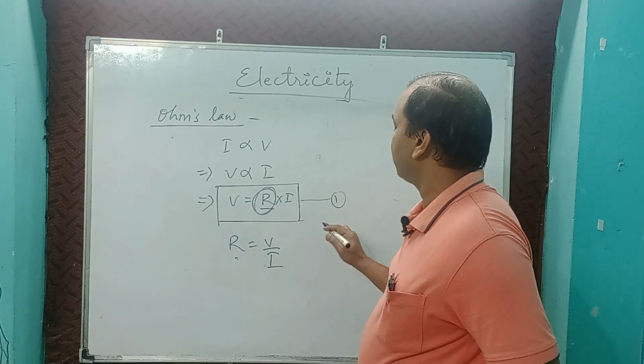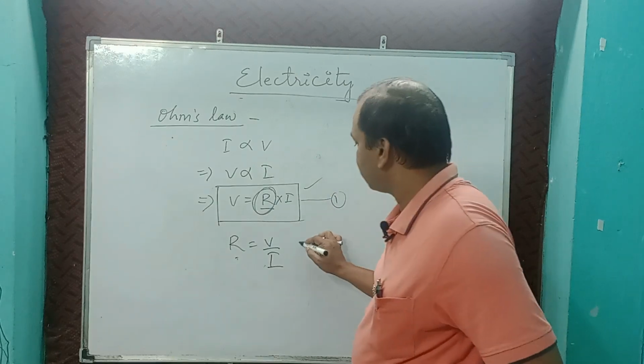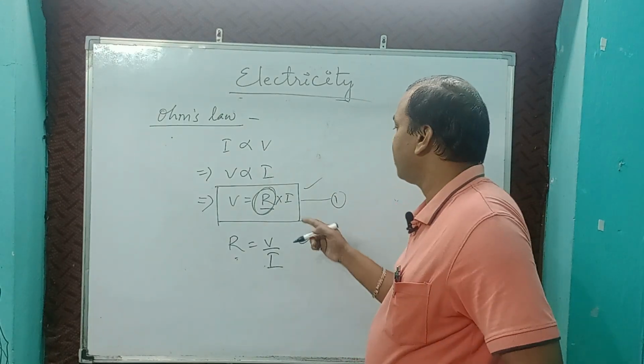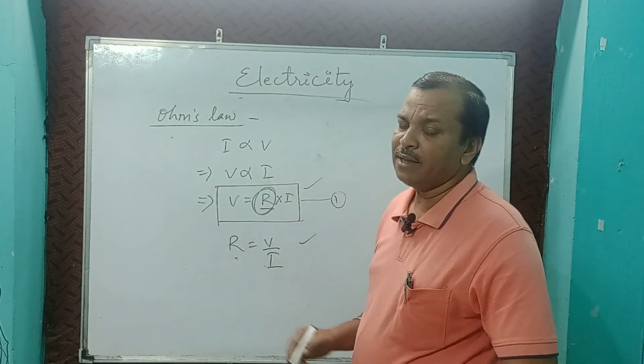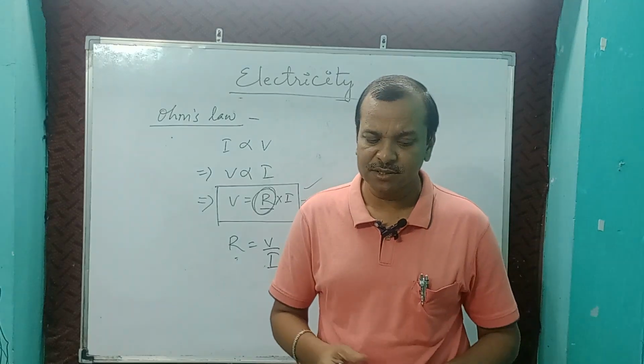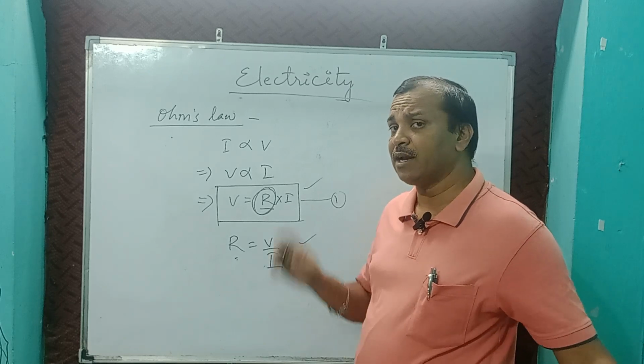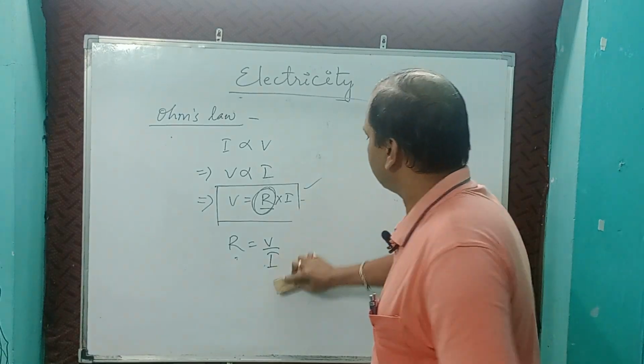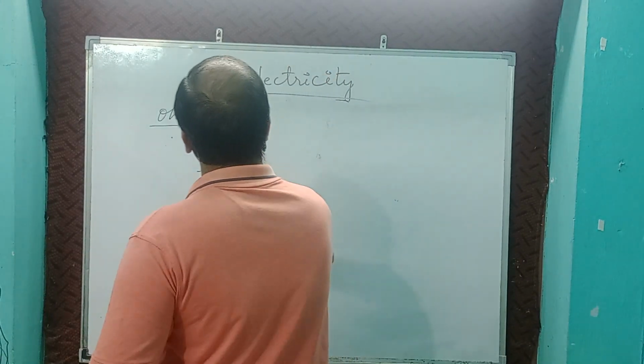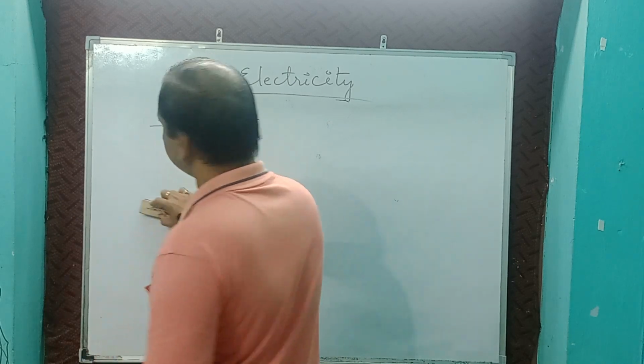If it is equation 1, the first formula, and this is the second formula, the third formula we can also deduce: I is equal to V by R. Clear? This is Ohm's law. Clear? This will come in your exam. Definitely some numericals will come from this. Clear? Now we will discuss resistance.